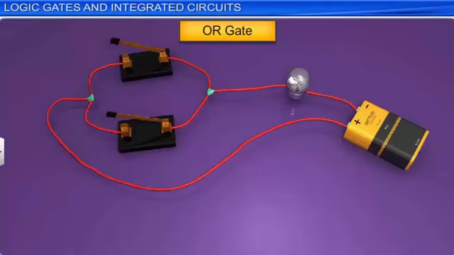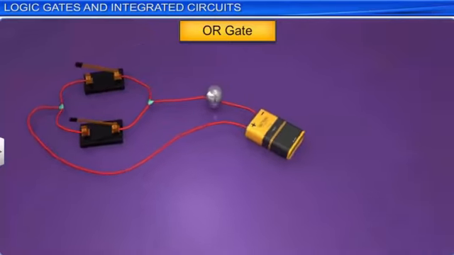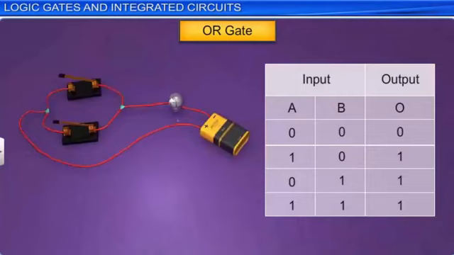When both the switches A and B are open, no current flows from them, so both the inputs are 0. The bulb in this case remains off. Hence, the output is also 0. When switch A is closed and switch B is open, input A is 1 while input B is 0. The bulb in this case turns on. Hence, the output is 1.